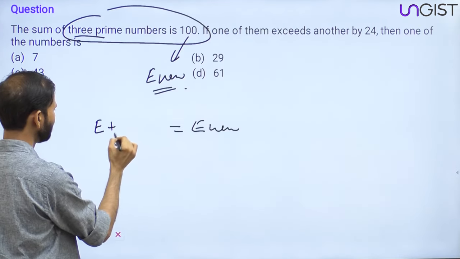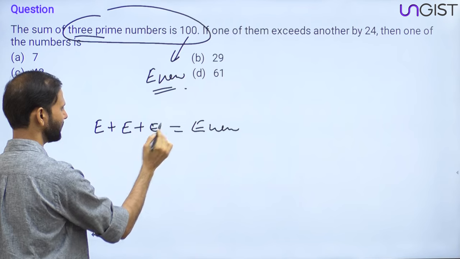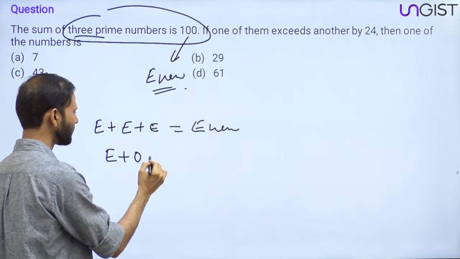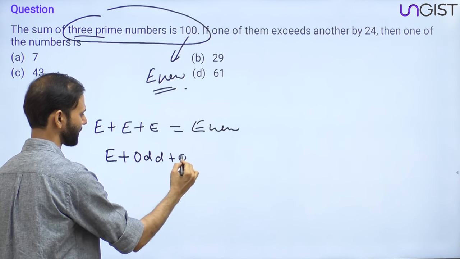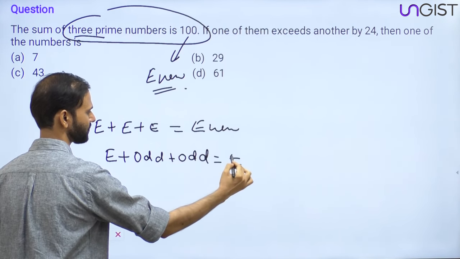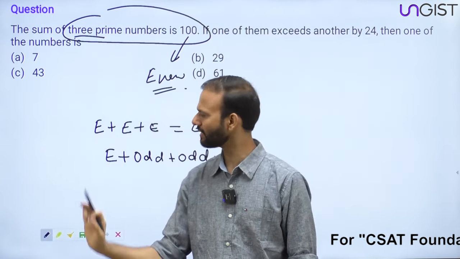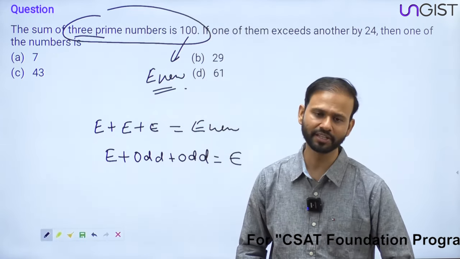They can be either even plus even plus even. This is the situation. Or they can be either even plus odd plus odd. Yes or no? Yes or no, everyone? Iske alawa kuch ho sakta hai? Mujhe bataiye soch ke.